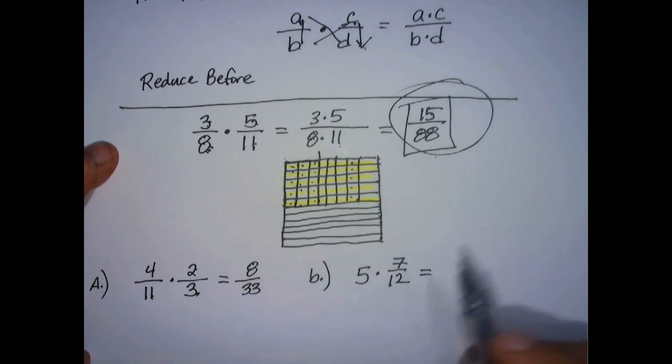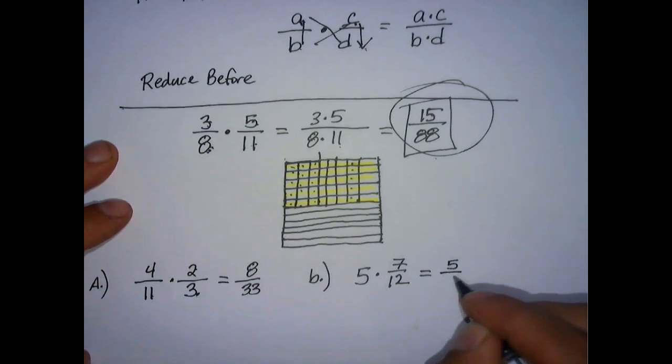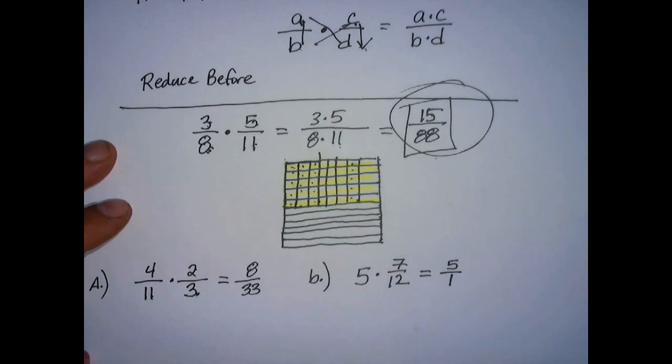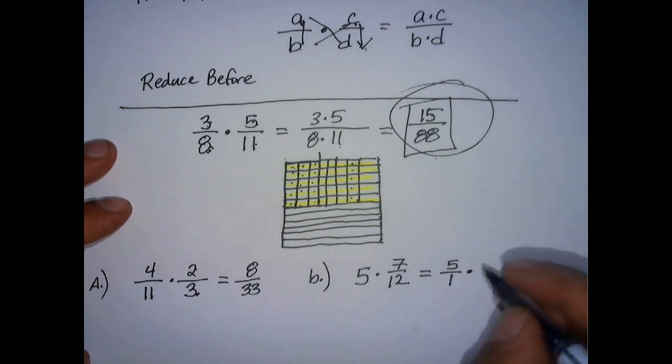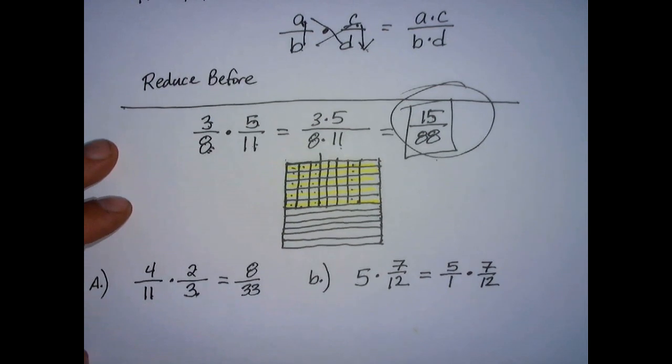Well, when we have a whole number, we just write it as an improper fraction, 5/1, because you can always write a whole number as a number with 1 in the denominator. And then we just do what we just did. I'm pretty sure 5, 7, and 12 are coprime. There's no common factor. This is 3 times 4, right? Right. And 5 and 7 are prime, so we just multiply across. There's nothing to reduce.